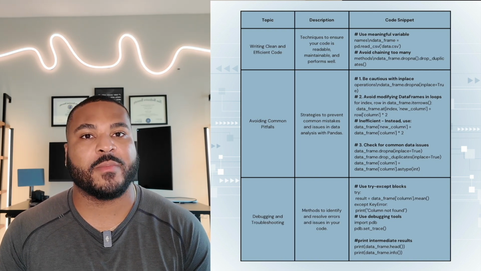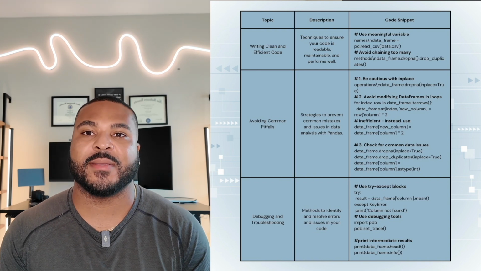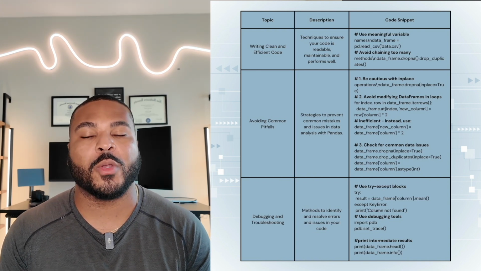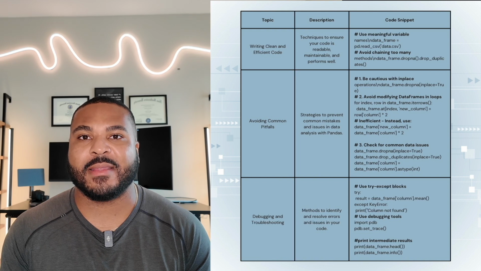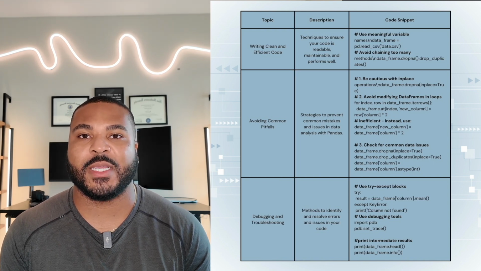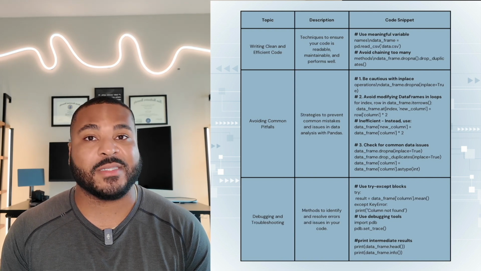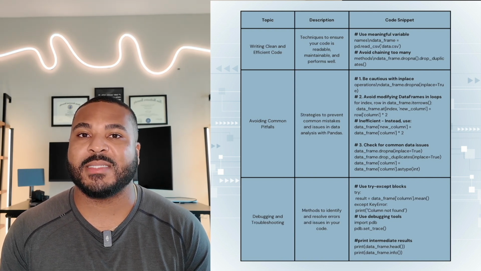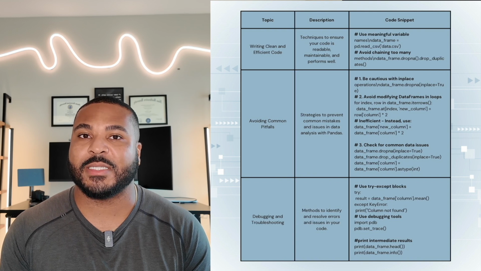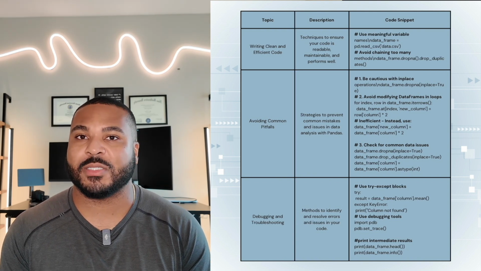Use meaningful variable names by choosing clear and descriptive variable names, and thus will make your code more readable. Avoid chaining too many methods, as this can make code hard to read and debug. Instead, break them into smaller steps. Use vectorized operations because Pandas is optimized for vectorized operations, which are faster than applying functions row by row.